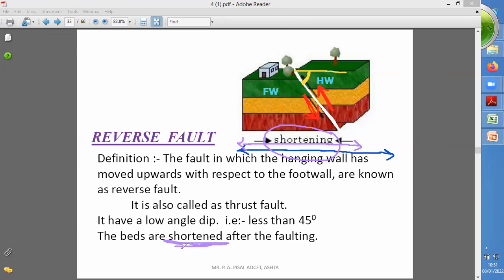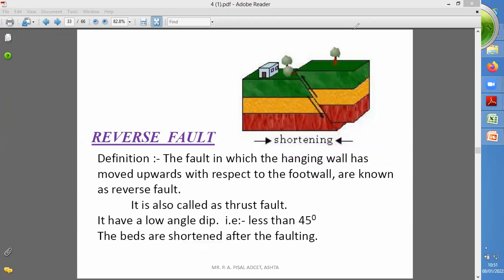We have seen in the normal fault that the horizontal distance between two blocks after the faulting is increased, which we considered as stretched. Now here, opposite to stretched, shortened means the total horizontal distance after the faulting will be decreased. So these are the important points regarding the reverse fault.